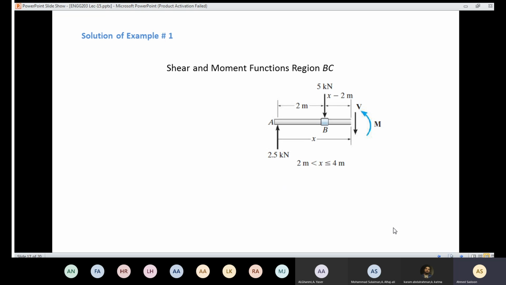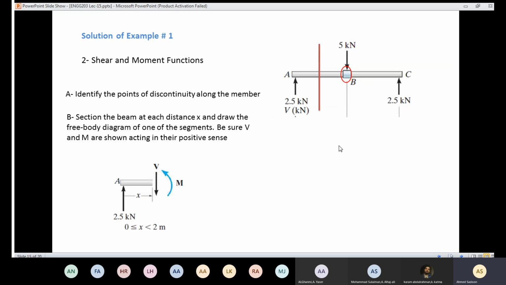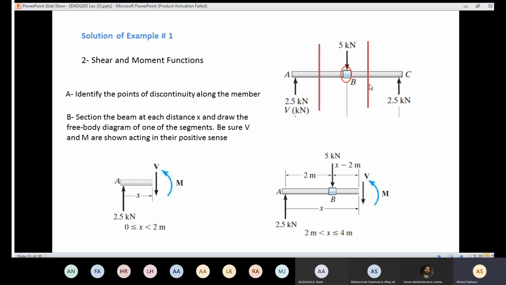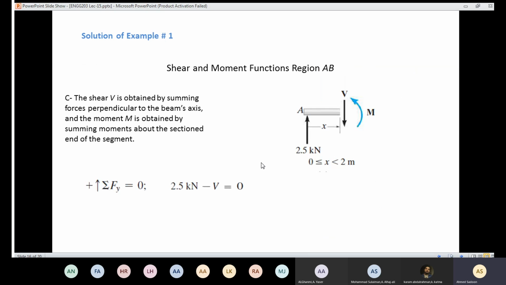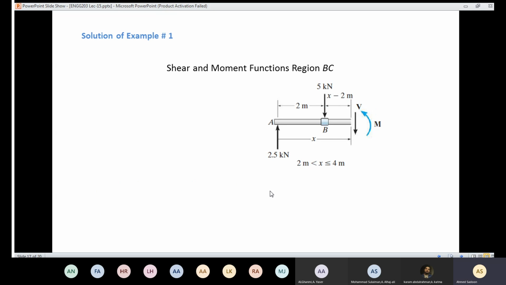Now let's move to the other segment, the region from B to C. Remember, here we have two segments. The first segment from A to B, the second segment from B to C. So we got an expression for that segment here, and now we need to get an expression for that segment there. So we finished that one, and now we are working with the segment BC.